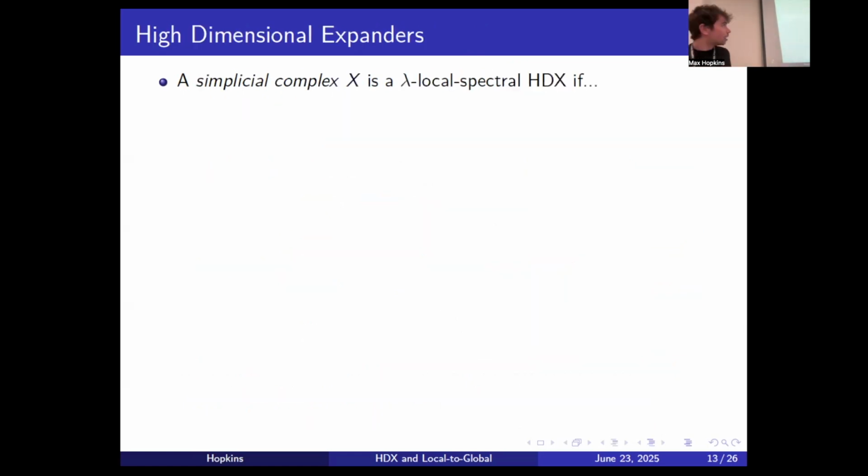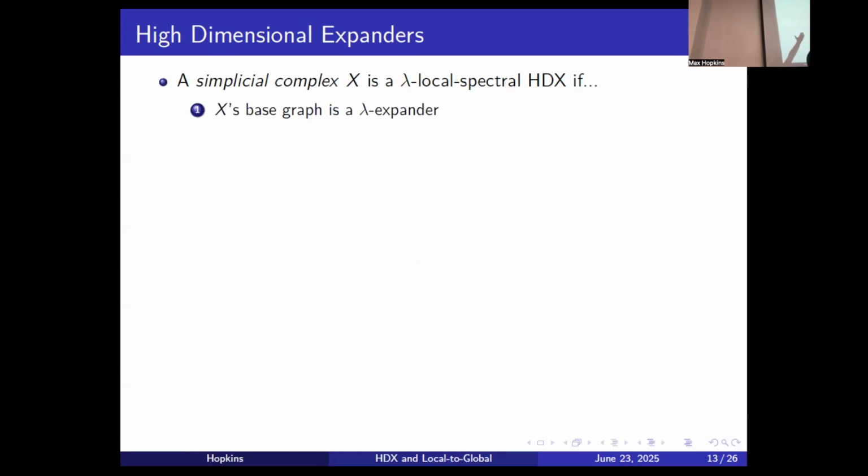OK. So when should we call a simplicial complex a high-dimensional expander? I'm going to give you a definition here, and then I'm going to motivate it on the next slide. So allow me a minute to try to explain the definition as clearly as possible, and then we'll talk about why it's a natural and useful definition. The first thing I hope everybody agrees is pretty natural.